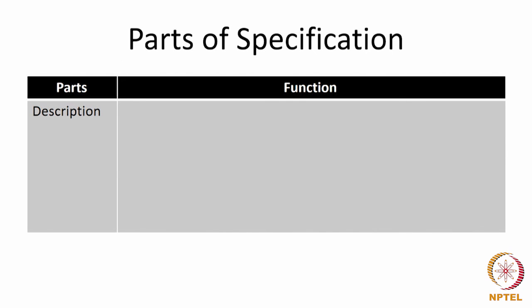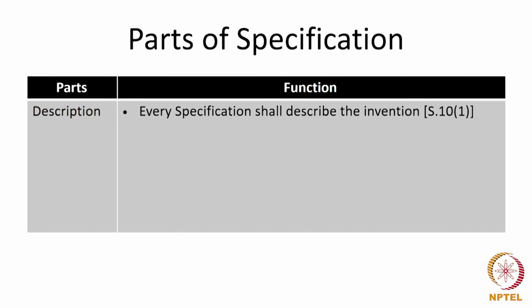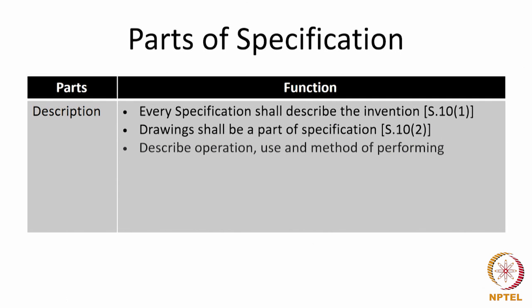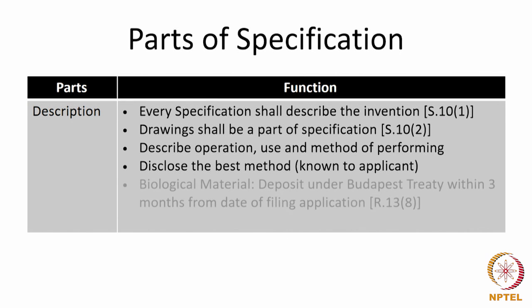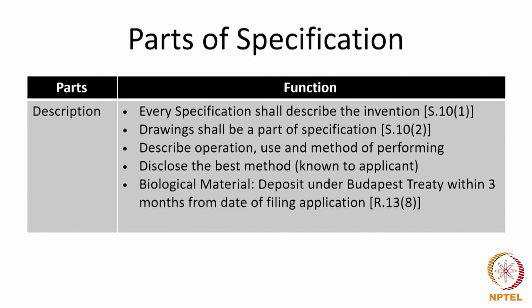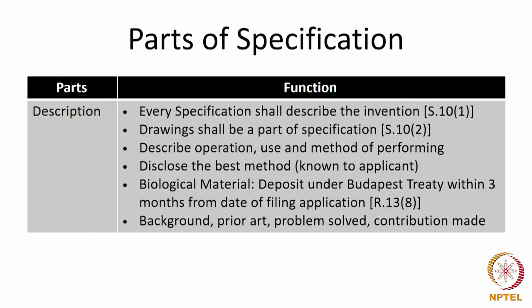Description. Now the descriptive part of the patent, every specification shall describe the invention. Drawing shall be a part of the specification. Describe operation, use, method of performing. It shall disclose the best method known to the applicant, and if biological material is there, then the deposit under the Budapest Treaty within 3 months from the date of filing the application. These are the requirements that the descriptive part has to satisfy. The background, prior art, problem solved and contribution made, these are the different headings that you normally find in a description, which we had already seen in the US patent that we had shown you.